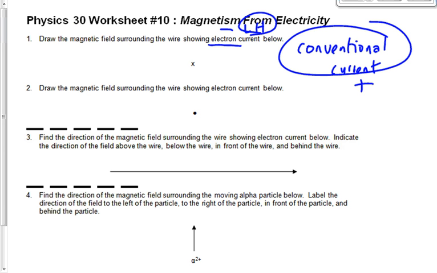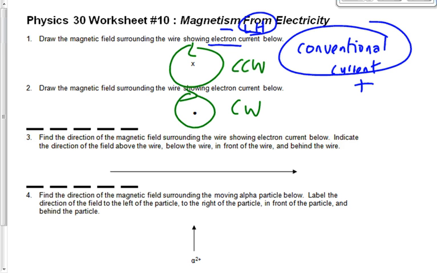This is a left hand problem because it's electron current. Thumb into the page, fingers go, which way is it going to be? Clockwise or counterclockwise? Counterclockwise. Magnetic field surrounding electron current this way, which is out of the page. Question one and two are just like our examples, right? Right, Max? Left thumb out of the page. Fingers go clockwise, right?